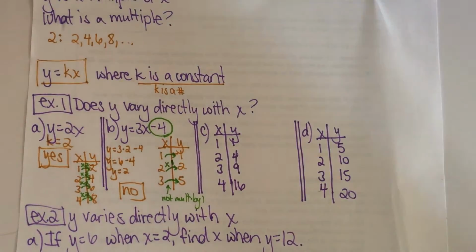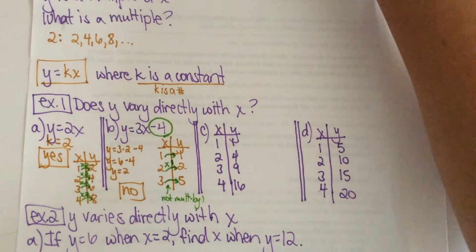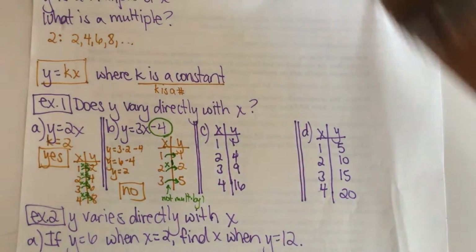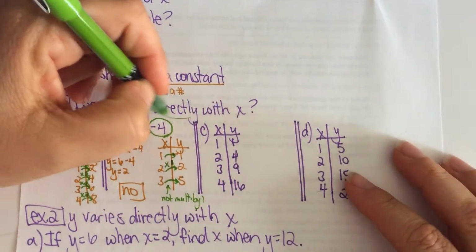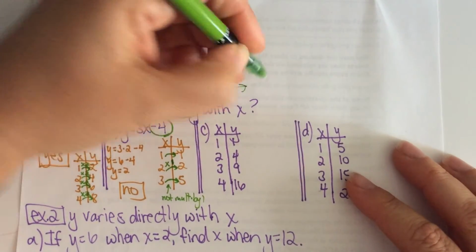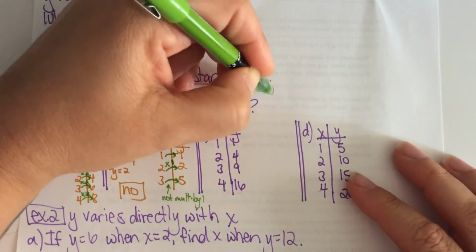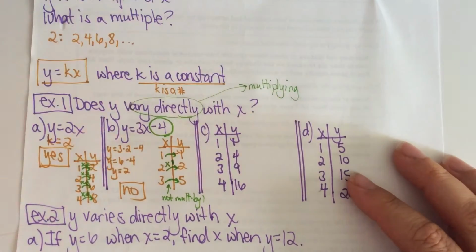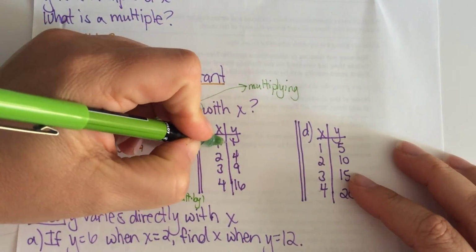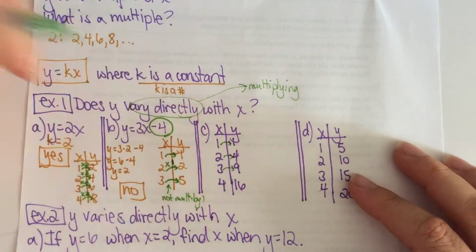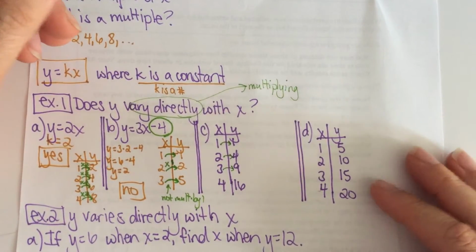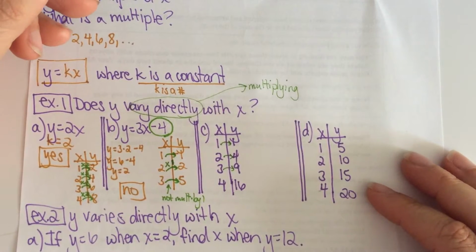I'm going to use a finer tip so that maybe it's easier for you guys to see. Specifically with direct variation, I'm looking for multiplying. I don't need to worry about anything else. So how do I go from 1 to 1 and then 2 to 4 and then 3 to 9 and so on using multiplying? Pause me for a second, figure that out.